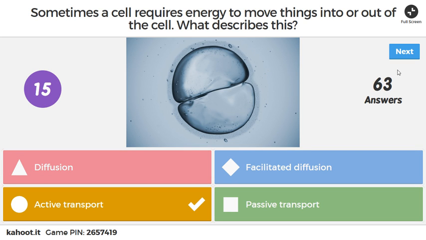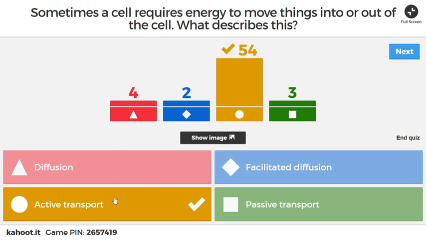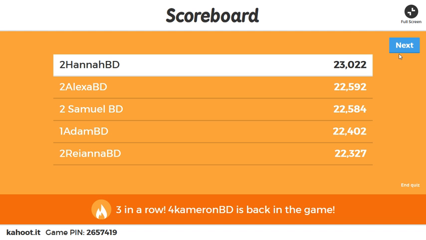Okay, and that's going to be active transport. Active transport is when things move into or out of the cell that requires energy. An example of this would be endocytosis going into the cell. Another example would be exocytosis going out of the cell. Diffusion and facilitated diffusion are both examples of passive transport. So these three things right here are related. They do not require any energy at all, any ATP. All right, let's keep moving along.